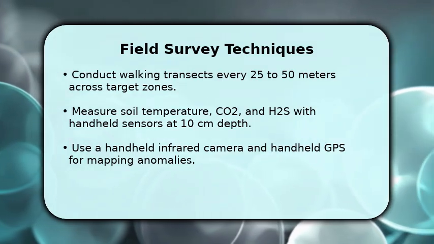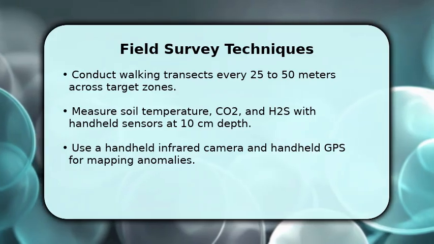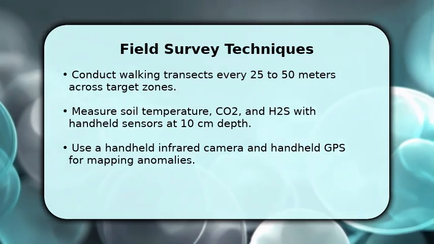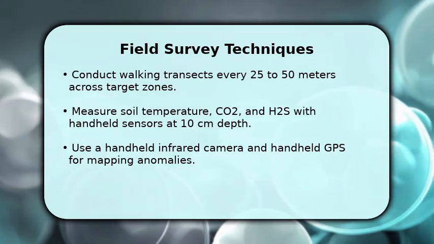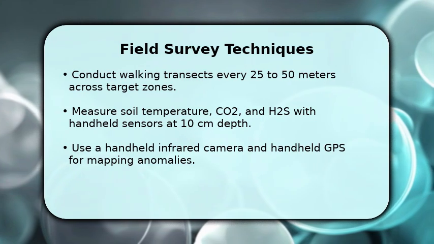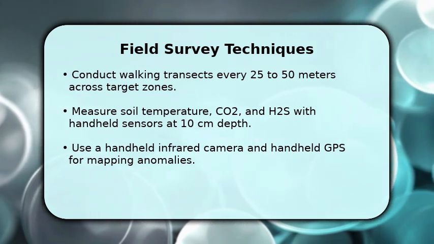Scan surfaces with a handheld infrared camera to find thermal hotspots and vents. Note cracked ground, new scoria, or sulfur deposits as high-priority indicators. Photograph and geotag each anomaly for later laboratory and GIS.